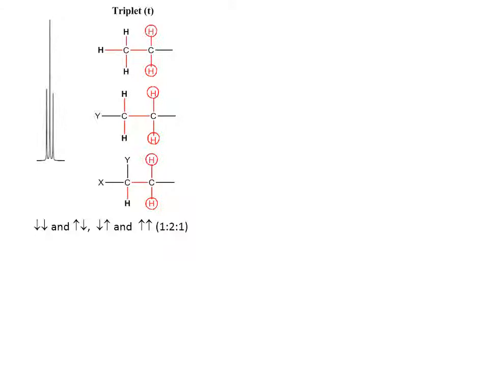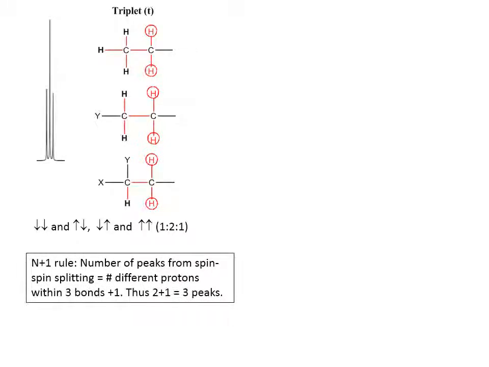Given the number of possible orientations of spins, we have 1 for the 2 spin down, 2 for the 2 permutations of spin up and spin down, and 1 for the 2 spin up. So that gives us a 1-to-2-to-1 ratio of different spin states, and because that's what's perturbing the spins of the other protons, we get a 1-to-2-to-1 ratio of peaks, a triplet. Again, we follow the n+1 rule. There are 2 protons within 3 bonds of these different protons, and that gives us 2 plus 1, or 3 peaks.